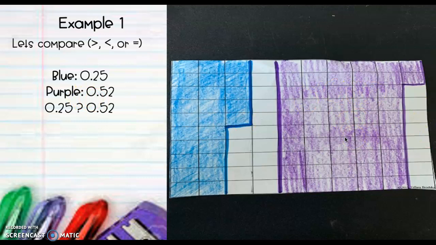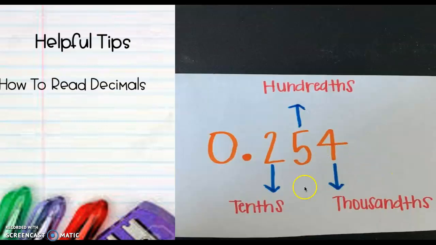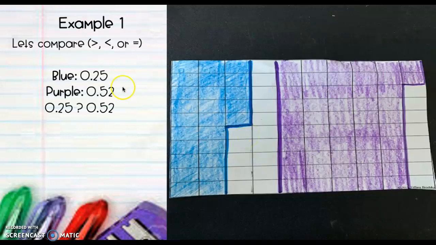All right, so if we look back, we can see that this is 25 hundredths. 0.25 is 25 hundredths. 0.52 is 52 hundredths. So you have to decide, is 25 hundredths bigger or is 52 hundredths bigger? I know that it has the decimal, but I really want you to think about the number 25 and 52.